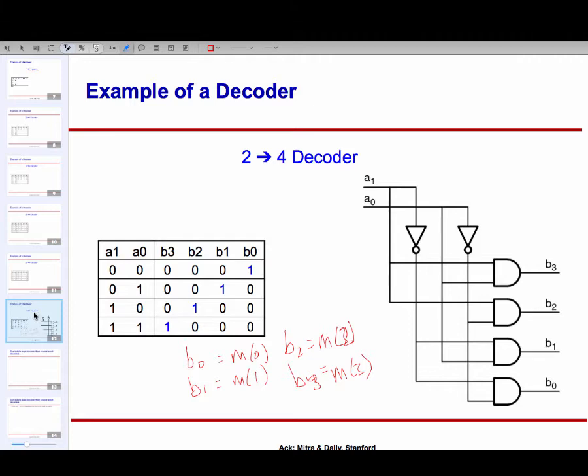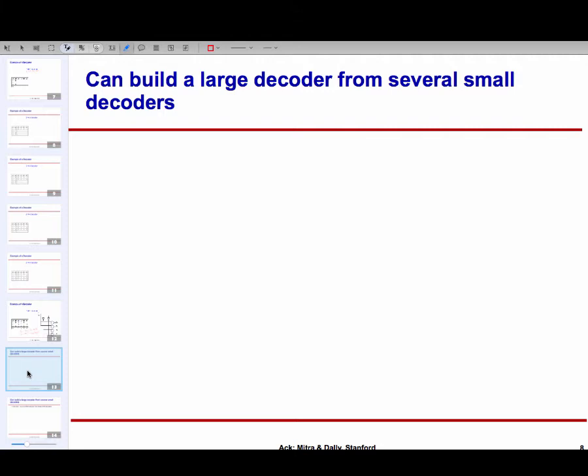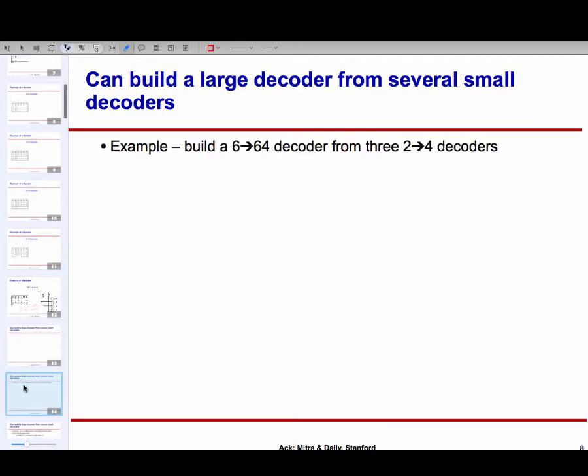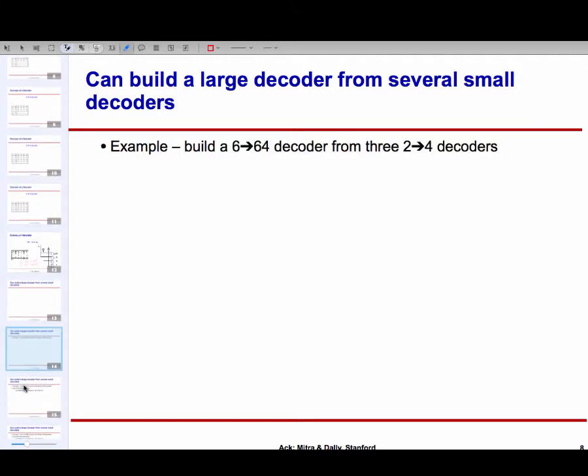So what may be a better strategy is, maybe since I had 3 to 8, can I make 4 to 16 out of that? So this is a long drawn motivation to, can I build large decoders from several small decoders? So let's see how we can do that. So let's say I want to build a 6 to 64 decoder from 2 to 4 decoders. Okay, so I have a supply of 2 to 4 decoders, and I want to make a 6 to 64 decoder out of that.